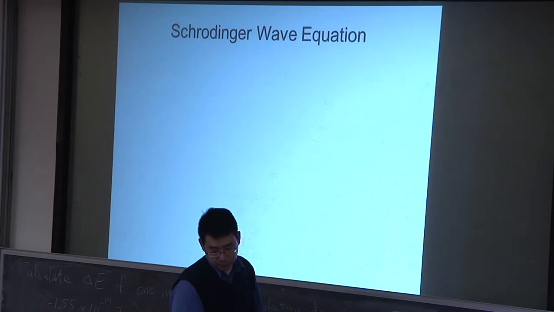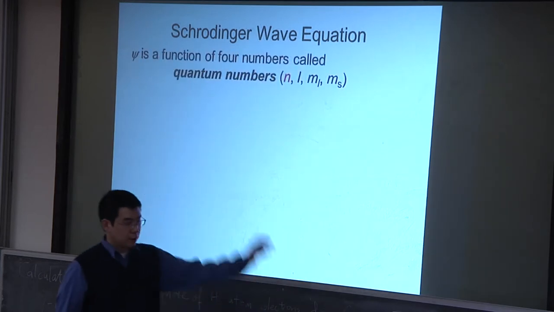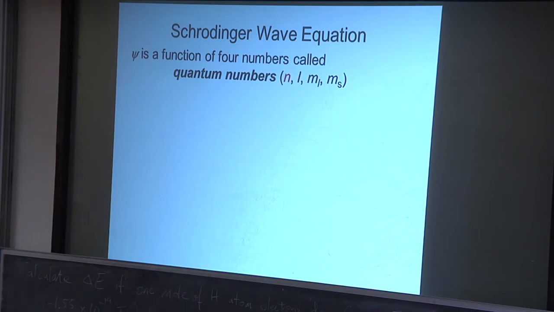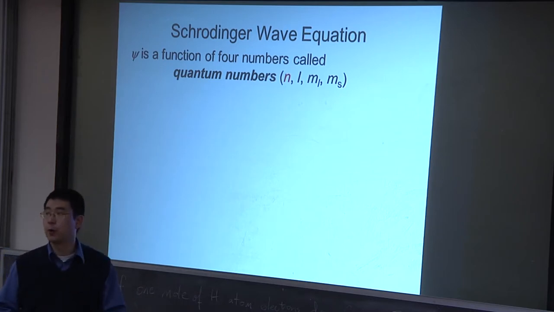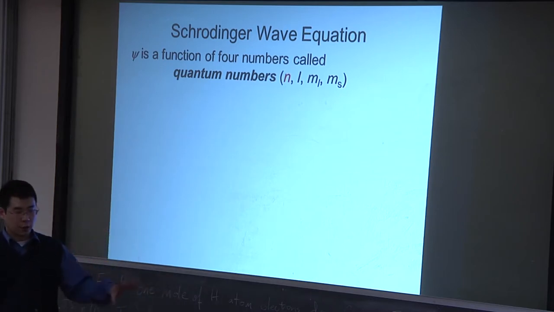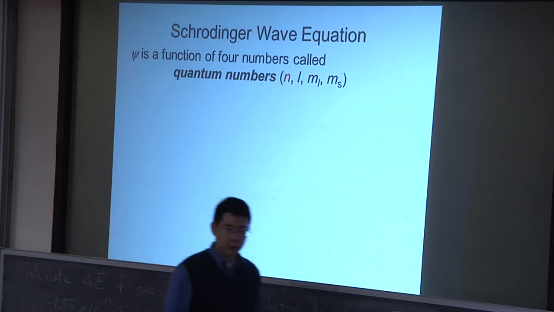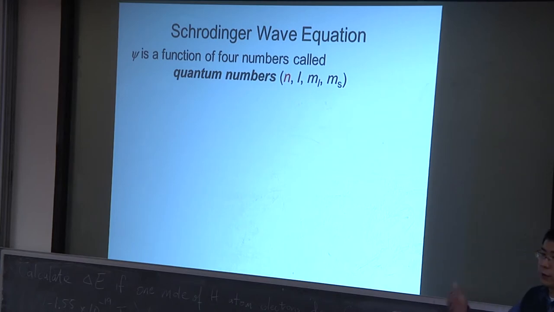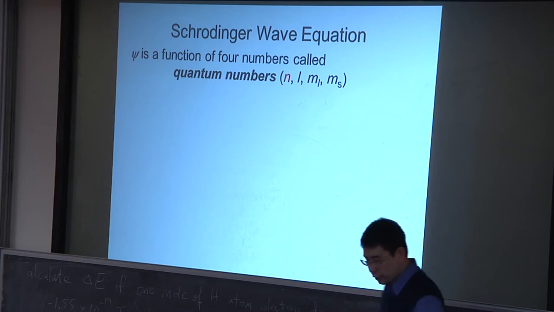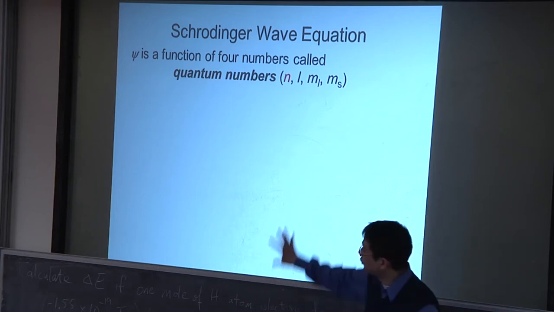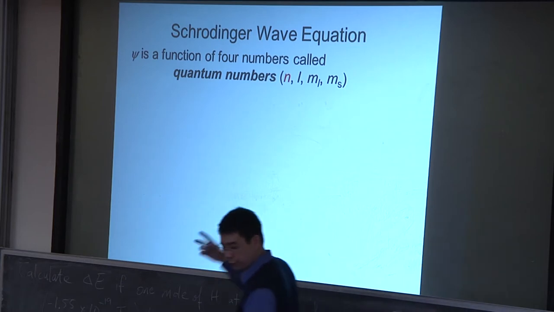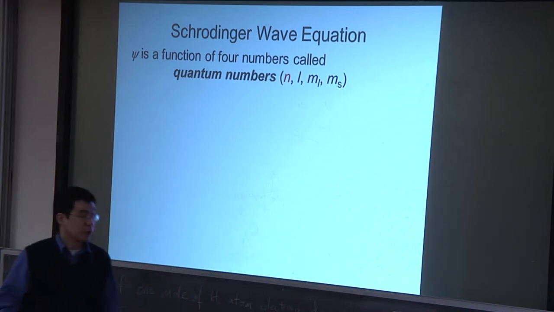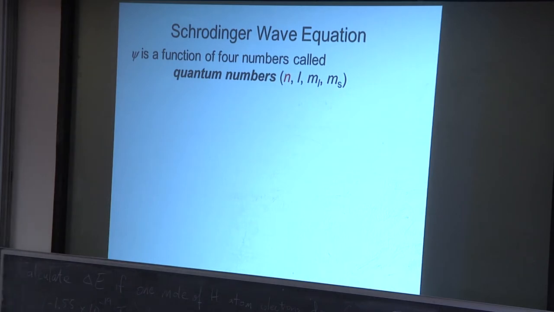And so this is what we're going to focus on, right? We don't have the tools at this point in Chem 1 to do the math to understand all about wave functions. But we do have enough math or background to understand what the result is, and the result is this, right? Psi, the wave function, is a function of four numbers. Right, and the four numbers are called quantum numbers. Those quantum numbers have names n, l, m sub l, and m sub s.